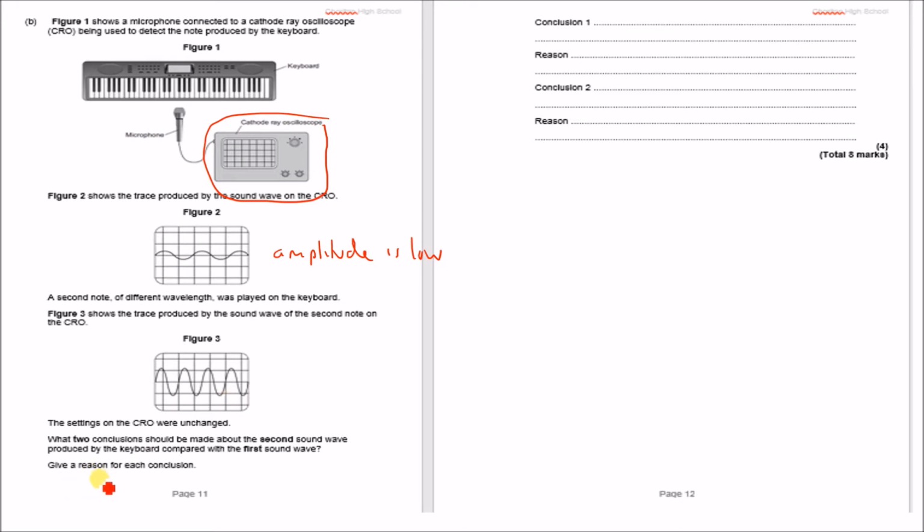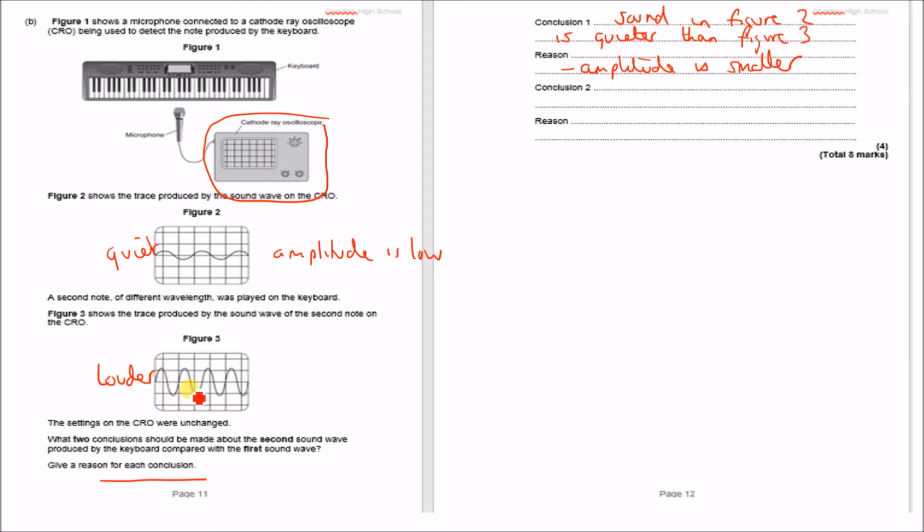It's asked us to give 2 conclusions from the notes played by this keyboard. Well, conclusion 1 would be to do with the amplitude. So sound in figure 2 is quieter than figure 3. The reason, the amplitude is smaller. Remember, this smaller amplitude means a quiet sound, and this higher amplitude means it's louder, as the sound wave has more energy.